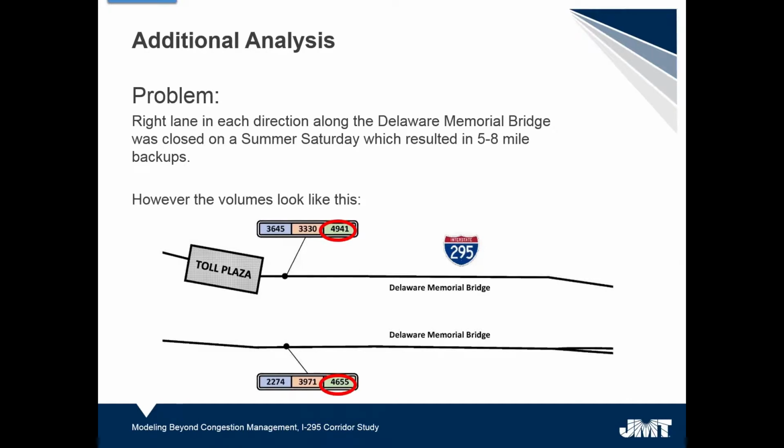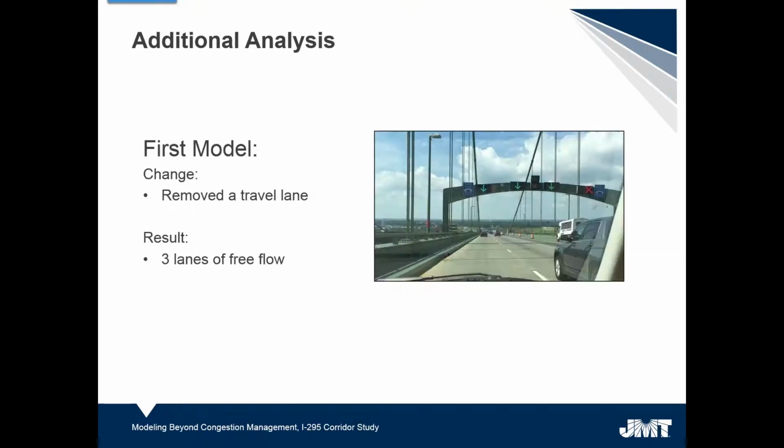But when you see volumes that's shown here on this diagram, about 4,900 vehicles, typically that demand could be accommodated in 3 lanes of traffic. But on this particular summer Saturday, when they did have 3 lanes open and this much demand, they had extensive backups. So the DRBA asked us to create a model replicating this.